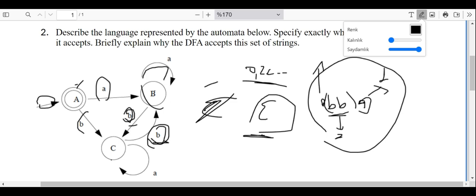In conclusion, the language accepted by the DFA can be expressed as, I can try to write the answer: the empty string here, union, starting with A, then an even number of B's and any number of A's here, with n greater than or equal to 0.